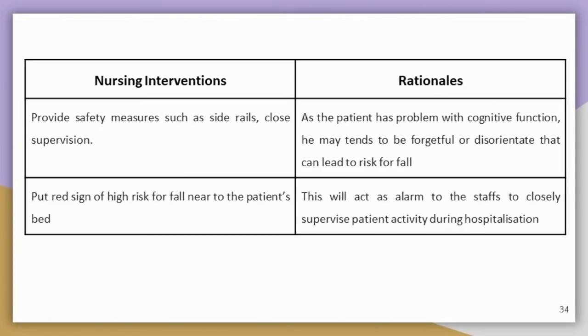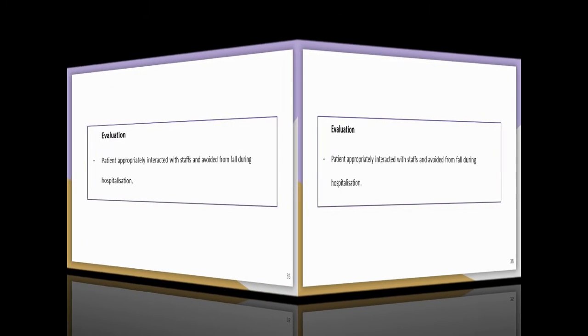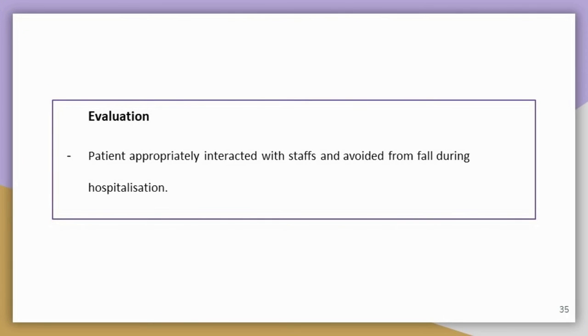Provide safety measures such as side rails and close supervision. As the patient has problems with cognitive function, he may tend to be forgetful and disoriented, which can lead to risk for fall. Last, put the red sign of high risk for fall near the patient's bed. This will act as an alarm to the staff to closely supervise the patient's activity during hospitalization. So our evaluation is the patient appropriately interacted with the staff and avoided falls during hospitalization.